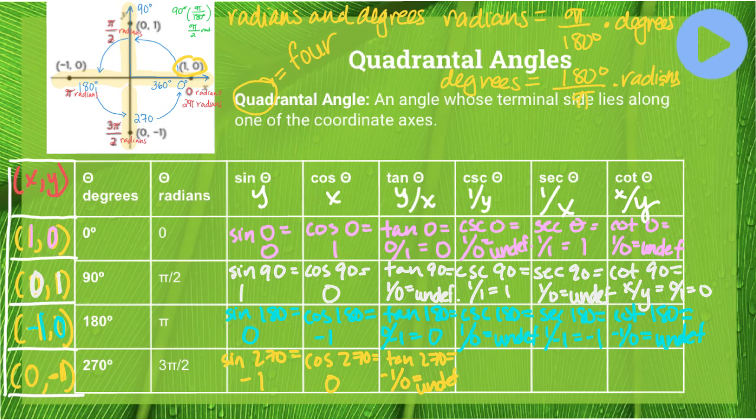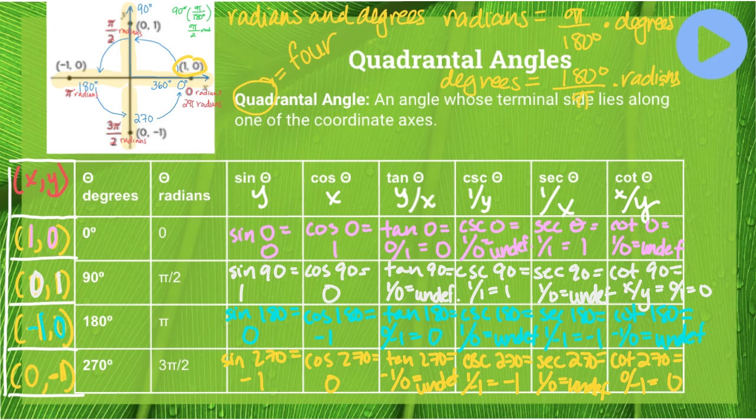And then cosecant of 270 is 1 over y, which is negative 1, so that's negative 1. Secant of 270 is 1 over x, which is 0, so that's undefined again. And then cotangent of 270 is x over y, so that's 0 over negative 1, which reduces to 0.